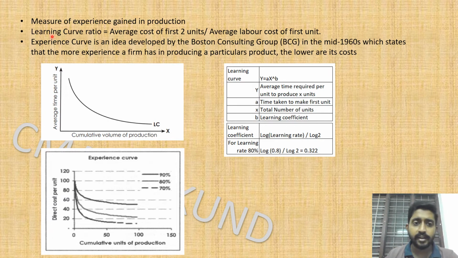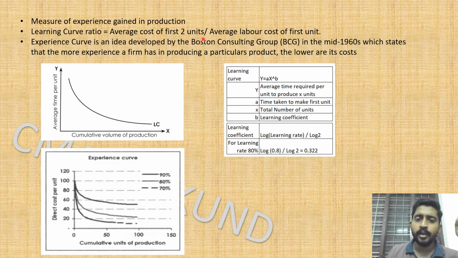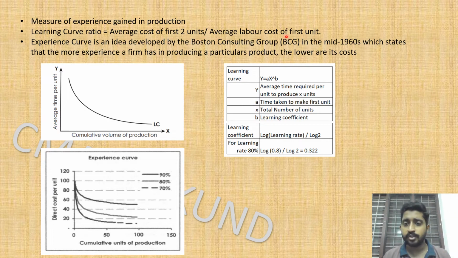What is the learning curve ratio? They name something called the learning curve ratio: the average cost of the first 2 units divided by the average labor cost of the first unit. Today we will see very simple problems. There are very few problems given in the illustrations in your study material, and today we will discuss the problems on that also.